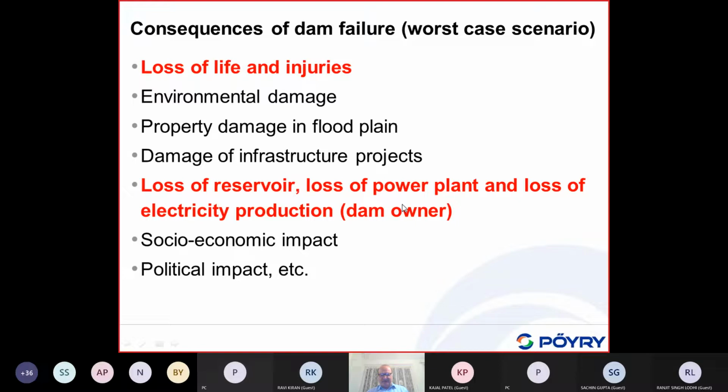This is directly related to the business of the dam owner, so this is a kind of internal risk. And then we have a socio-economic impact, political impact, all kinds of things. If you have a large flood disaster, some politicians will be asked to resign, and so on, and so on.